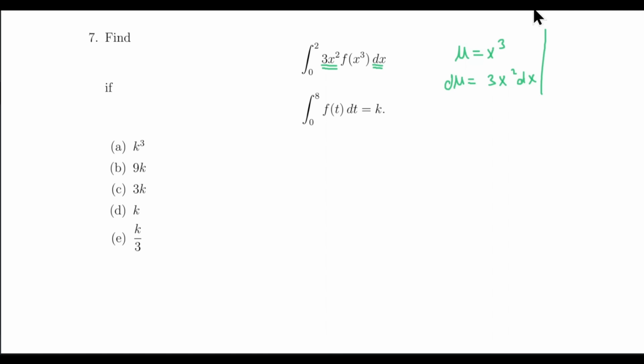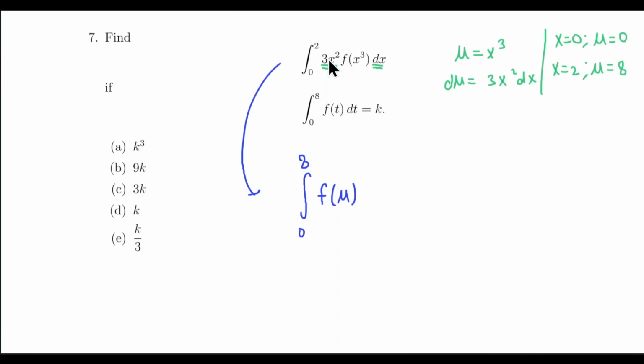But mind it, there will be bound changes as well. The lower bound x equal to 0 will be the same, but the upper bound x equal to 2 will become 2 cube, which is 8. So this question turns into 0 to 8, and f of x cube is just f of u because x cube is u, and the remaining thing is du. And isn't this same as this? Because it doesn't really matter whether the variable is u or t or anything, this integral will still be the same. So since these two are the same, the answer is still k, which is option D.